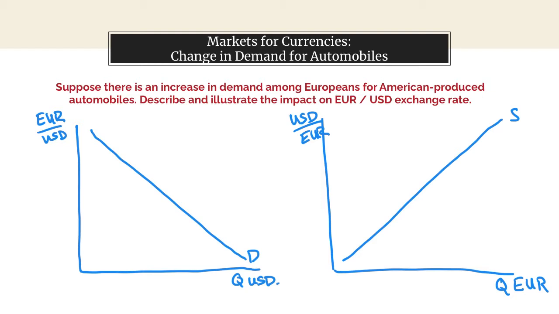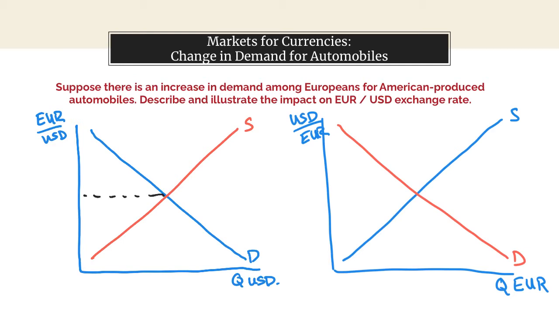I'll use a different color, let's say red, to draw a downward sloping demand for euros. The demand for euros is the supply of dollars. When Americans demand to buy euros, they do that by selling their US dollars. And then I'll label the exchange rate. Here's the first equilibrium exchange rate. And here's the original equilibrium quantity.